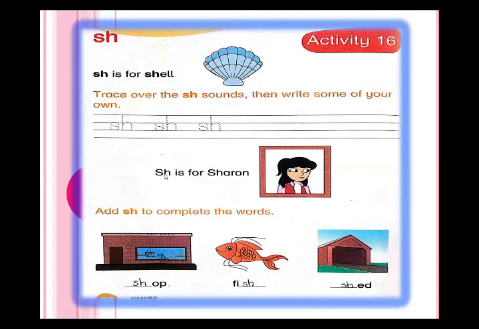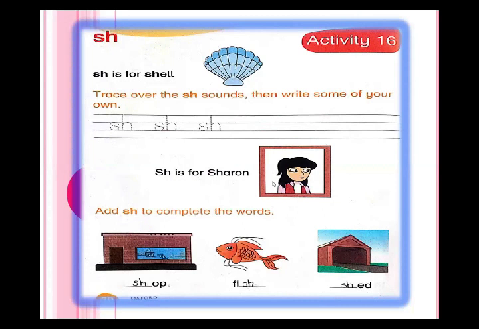Okay, here is a girl. Let's see what the name of the girl is. Oh, Sha is for Sharon. The starting sound is sh. Sharon is the name of the girl.